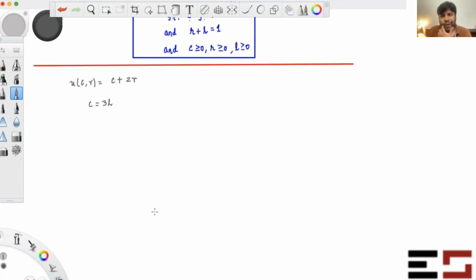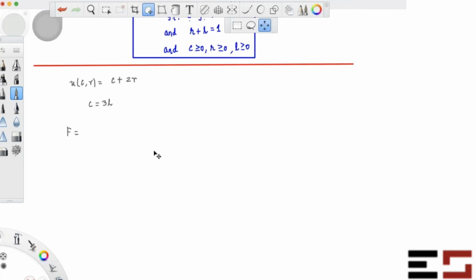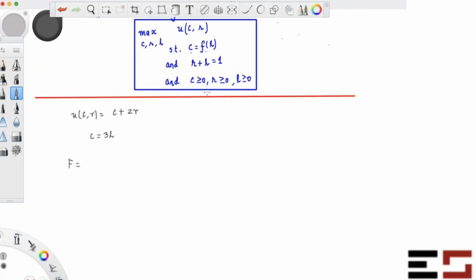But before this, I want to see how to represent the feasible allocations in a picture. So what is a feasible allocation here? Let me first write the feasible set. A feasible allocation is basically any allocation that satisfies all these 3 constraints. So I'm just going to write it as a set. It is (C, R, L) in R3 plus, such that C is equal to 3L, R plus L is equal to 1, and that's it.